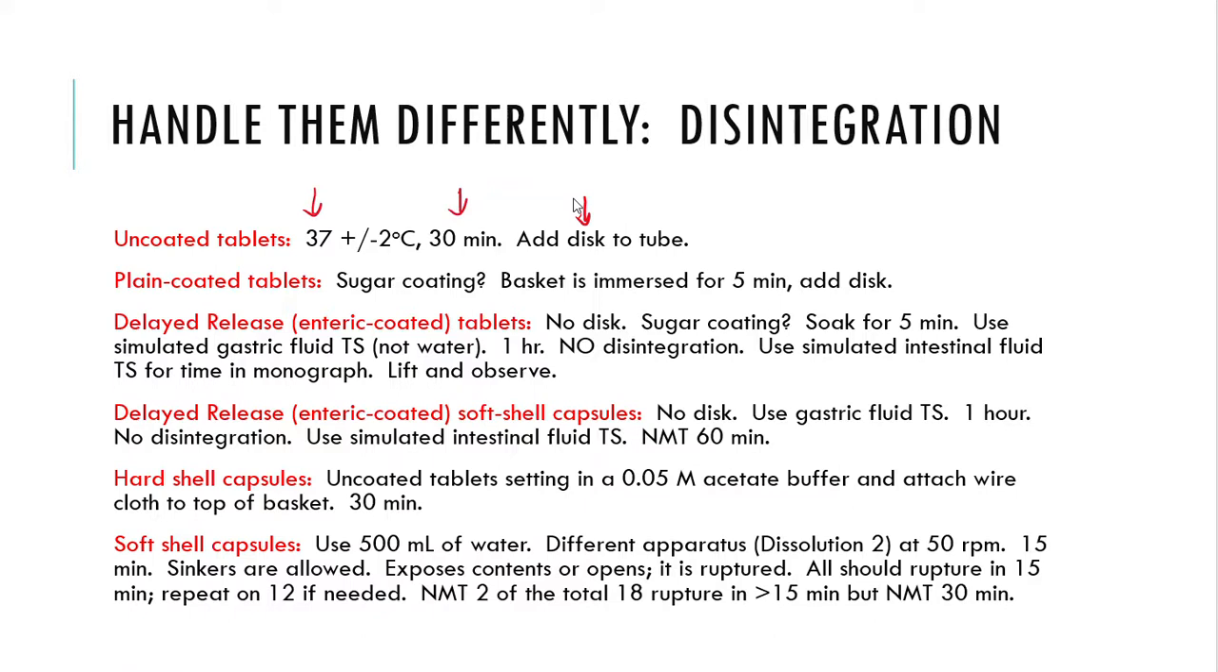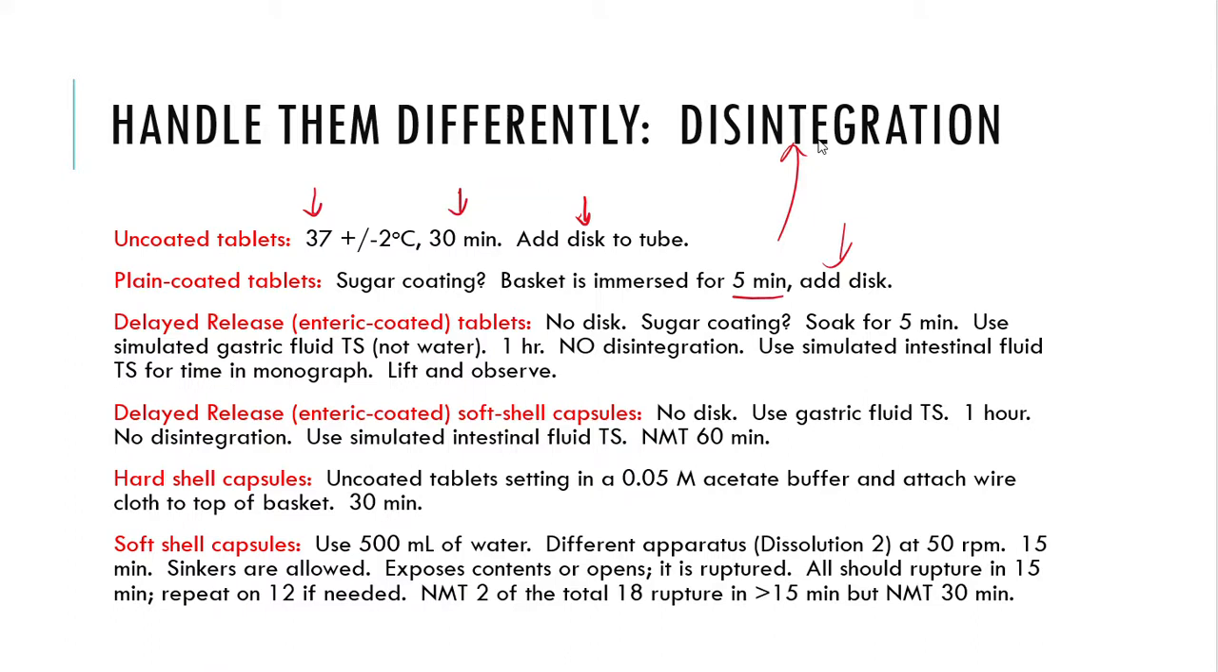The next one are plain coated tablets. Now, you're going to have to know a little bit about the tablet that you're working with. And one of the things that you have to question is, is the coated material made out of sugar? And if it is, then we do something a little bit different. If it is a sugar-coated tablet, then you are going to put that pill and immerse it into the dunk tank for 5 minutes. And you leave it there for 5 minutes undisturbed. You lower it and keep it still. That's what immersed means, right? Then after that 5 minutes, you'll add a disc on top of that pill, and then you start the disintegration. You start the dunking process after that point. The purpose of that 5 minutes is to help break apart that sugar coating so that pill can actually start dissolving for you in terms of the disintegration settings.